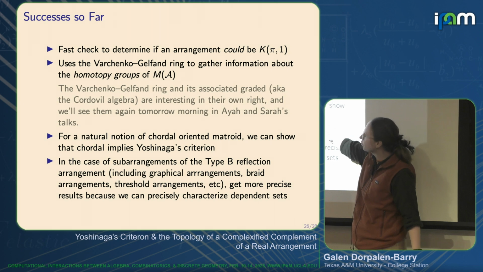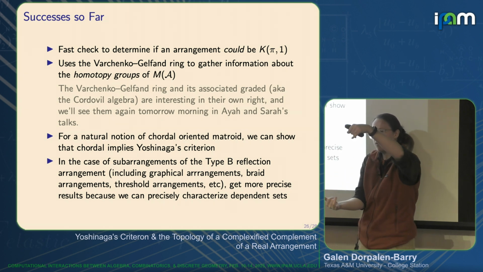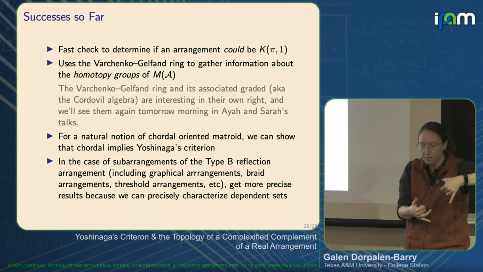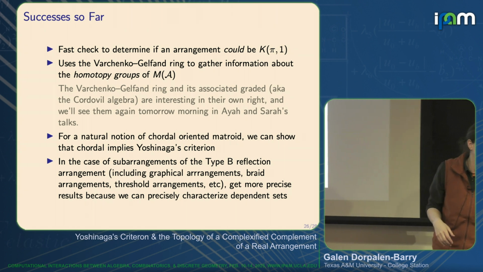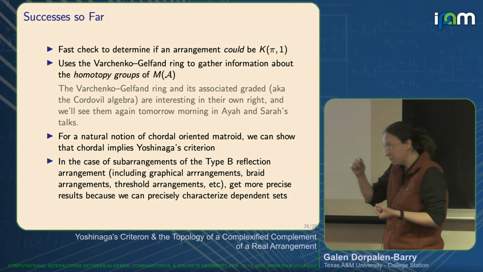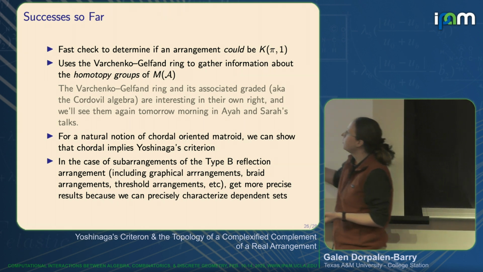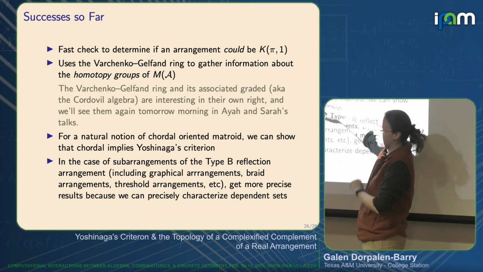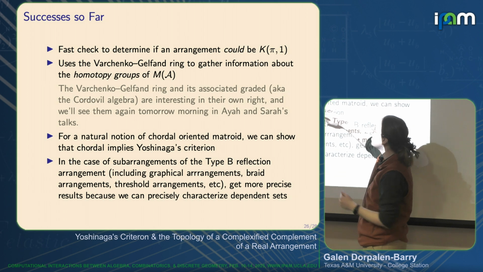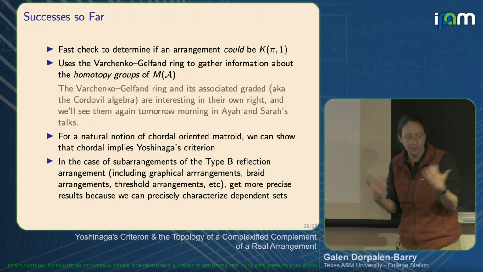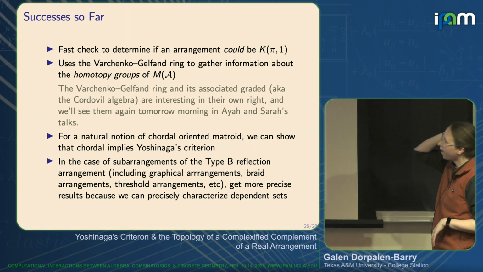We can also prove new things with this. So there was a question in the back about whether this is similar to a beefier version of supersolvability. And the answer is yes, because supersolvability for graphical arrangements is equivalent to being chordal. And you can show that whenever you have a chordal oriented matroid, for some correct notion of chordal that looks like what it sounds like, chordal implies Yoshinaga's criterion. So that's what the connection is.